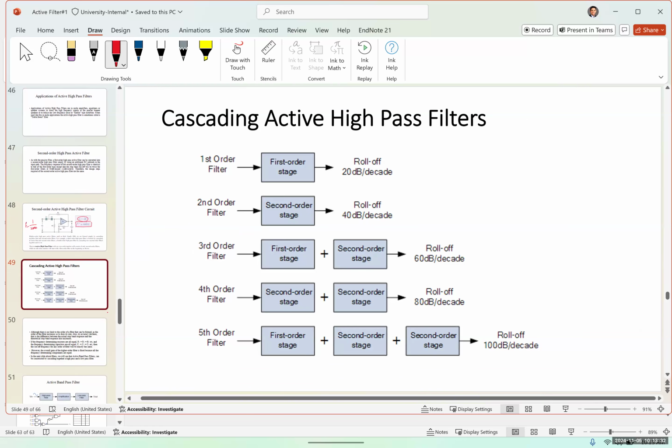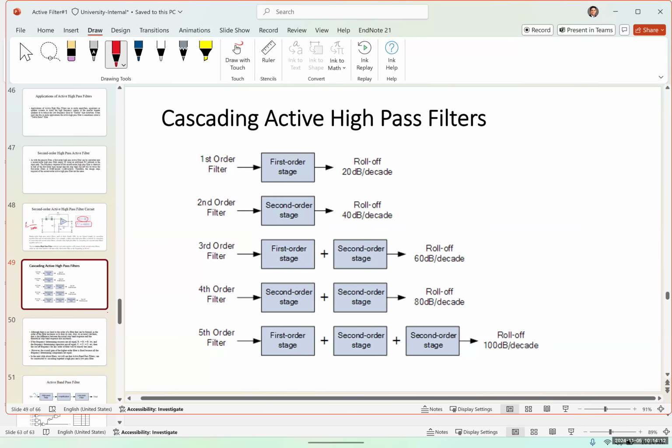So this is how we build higher order filters. It's the same for active low pass filters and high pass filters, passive and active. For a first order, we just have one first order. Second order, a second order. Third order would be a combination of a first order and a second order. Fourth order would be a combination of a second order with another second order. Fifth order would start with the first order and two second orders. Seventh order would be one first order and three second orders, for example, etc.